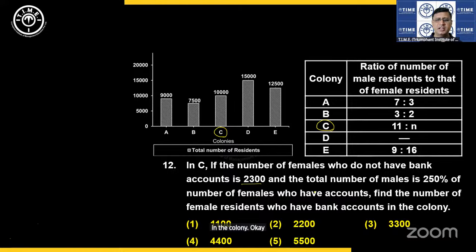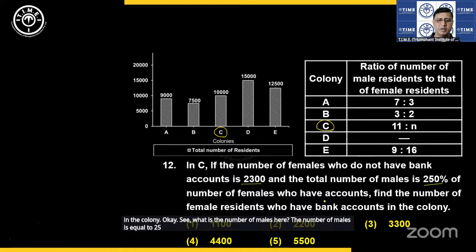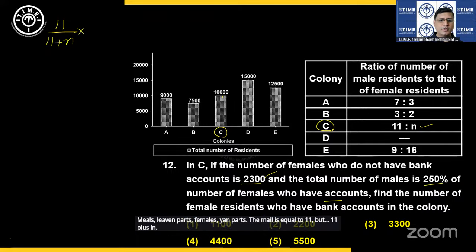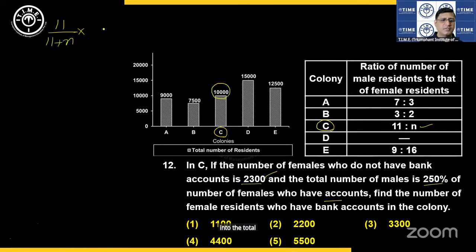See, what is the number of males here? The number of males is equal to 250% of the number of females who have a bank account. Females who have a bank account means the total number of females minus the number of females who don't have bank accounts, that is, total number of females minus 2,300. Look at the board, please. Males are 11 parts, females n parts. So males is equal to 11 by 11 plus n into the total number of members in the colony.